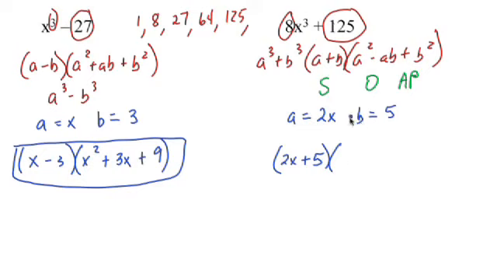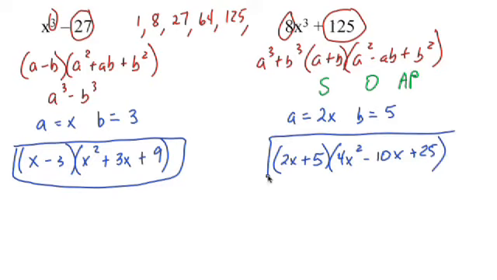So that whole term squared is 4x squared. Then minus 5 times 2x is 10x. And then plus 5 squared, which is 25. And that is your final answer.